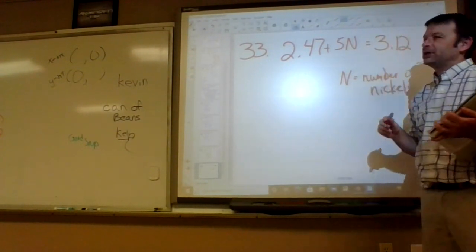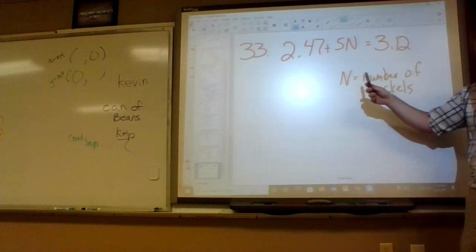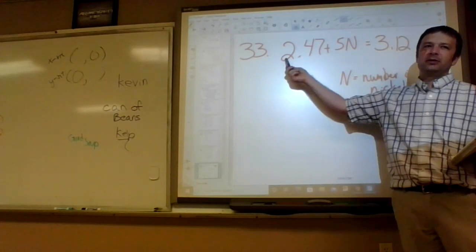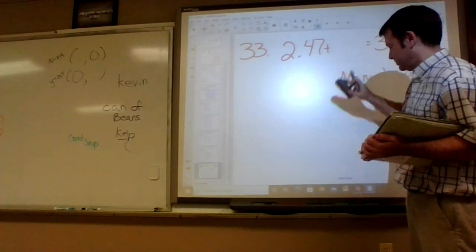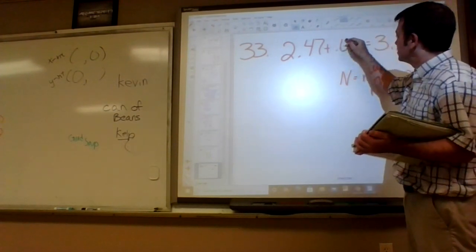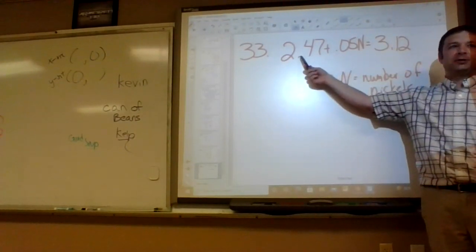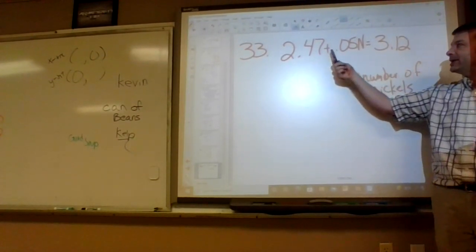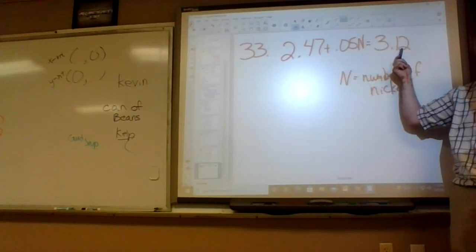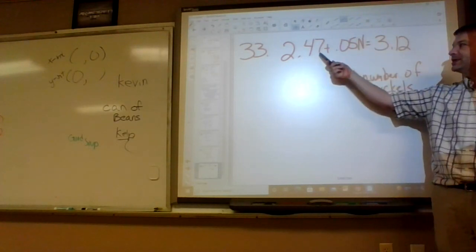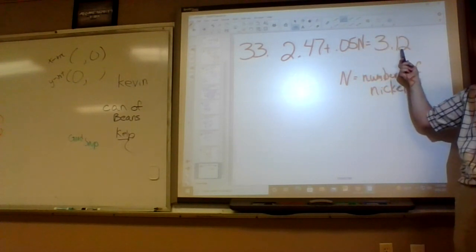Okay, something's still wrong. What does this 2 represent? A dollar. Also, 5 cents is 0.05, not 5. So basically what this means is we add 2.47, and we're adding on to that 5 cents for every nickel until we get to 3.12. We started at $2.47, and we're adding 5 cents per nickel until we get to $3.12.